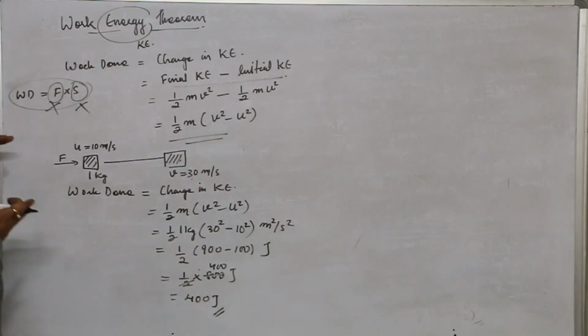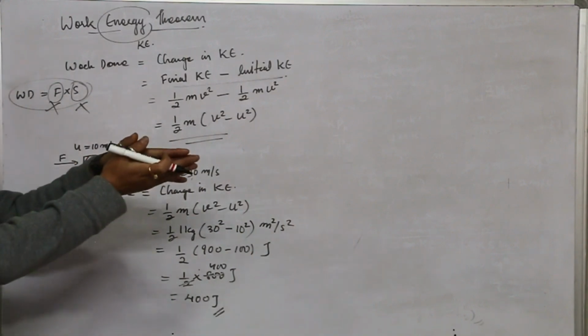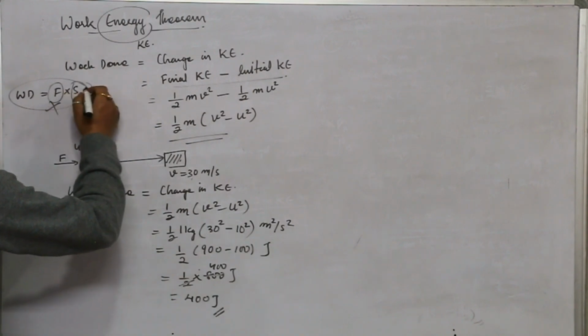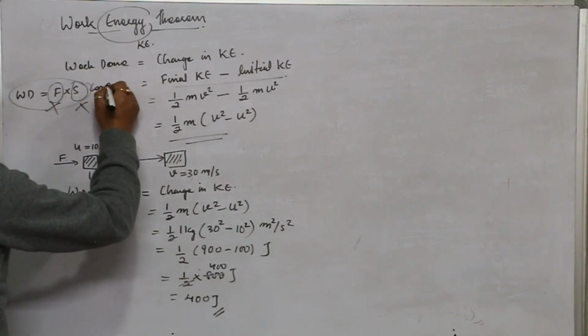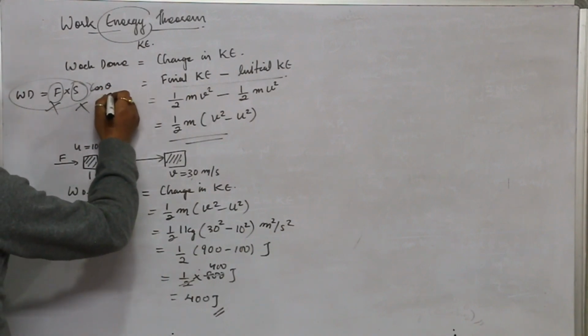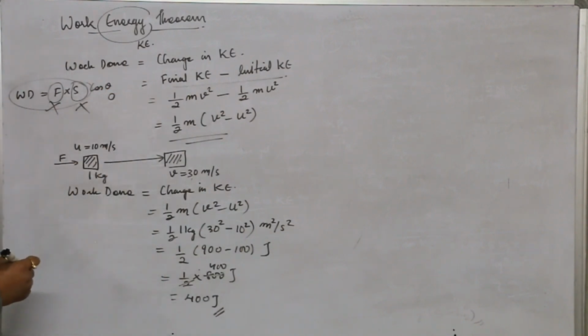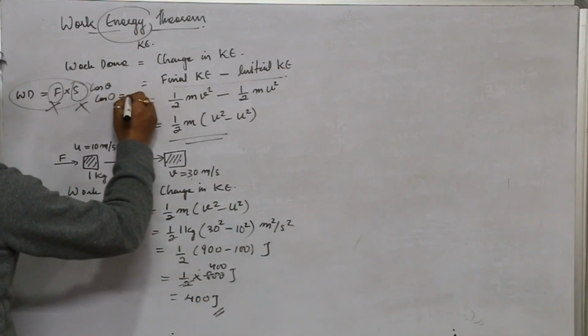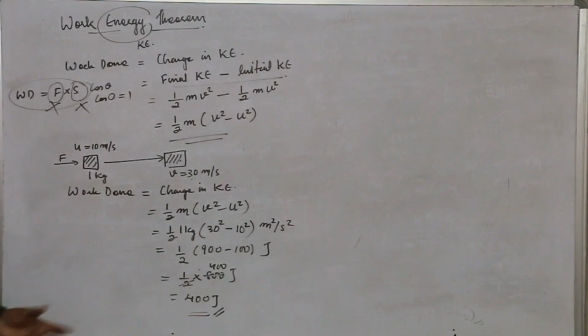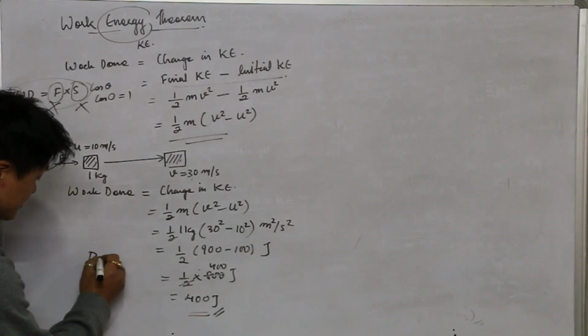Okay, since the force and the displacement are along the same direction, work done will be F into S into cos theta. Here the angle between the force and the displacement is 0. When theta is 0, cos 0 degree is equal to 1. 1 into any number will give the same value. So here the work done is positive.